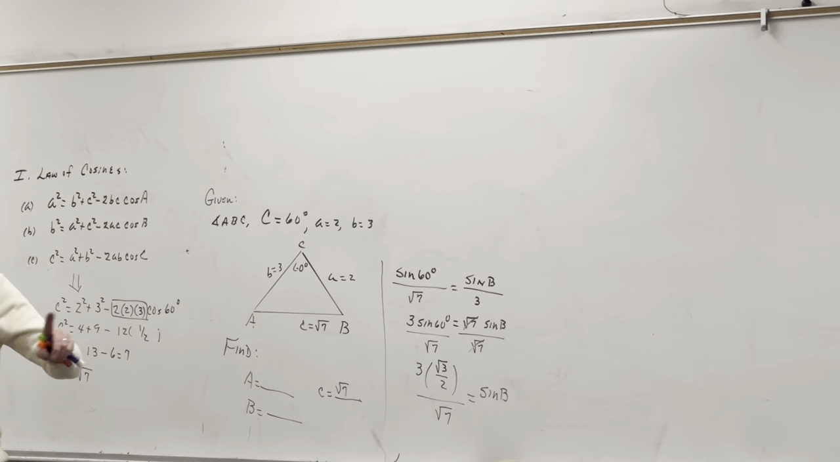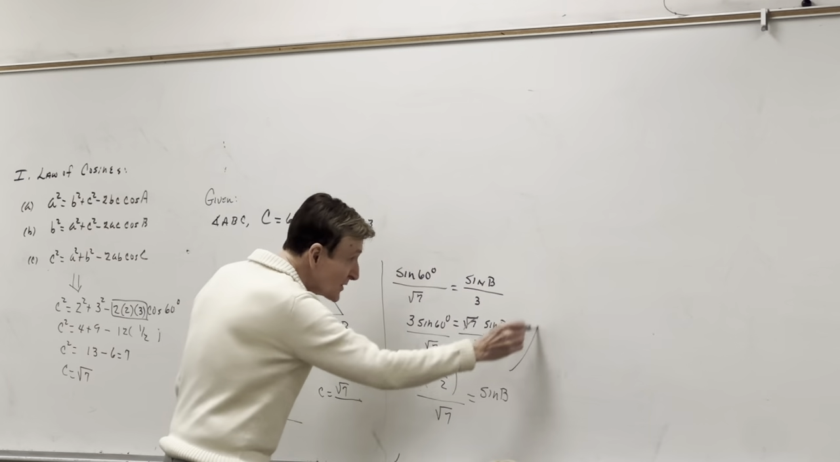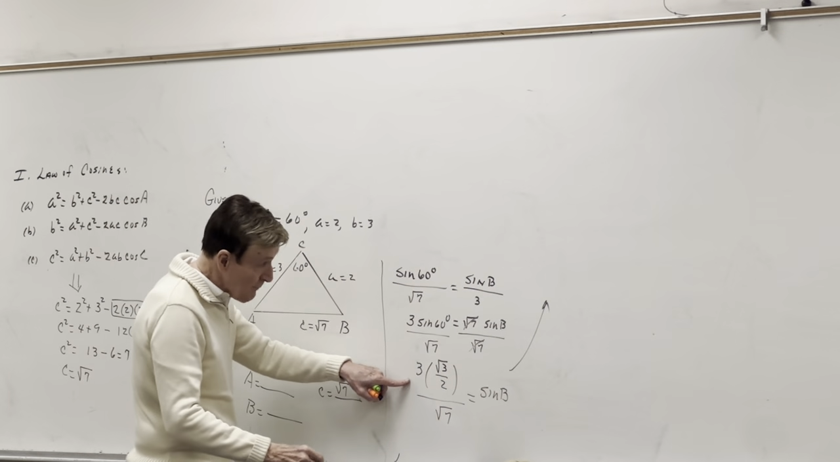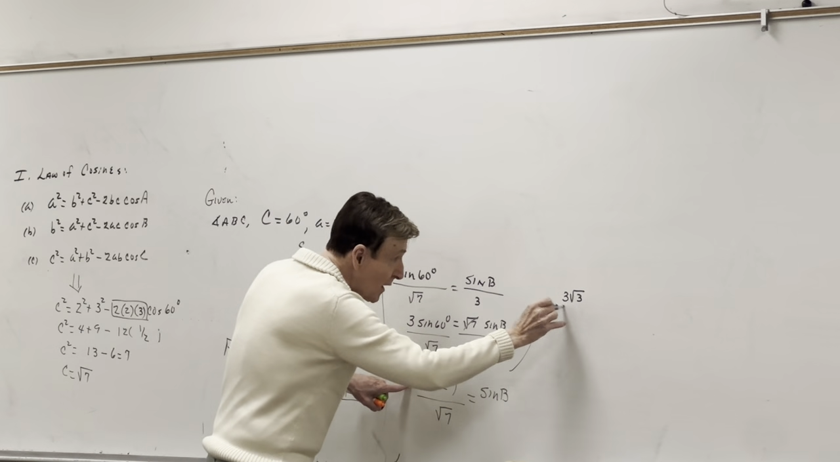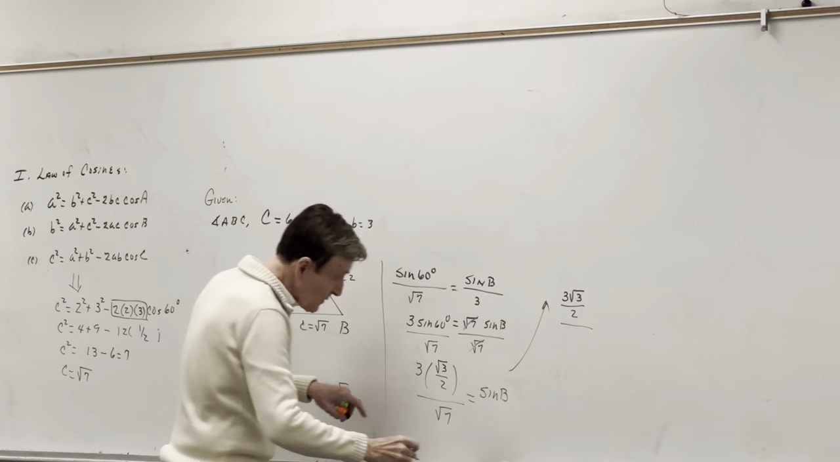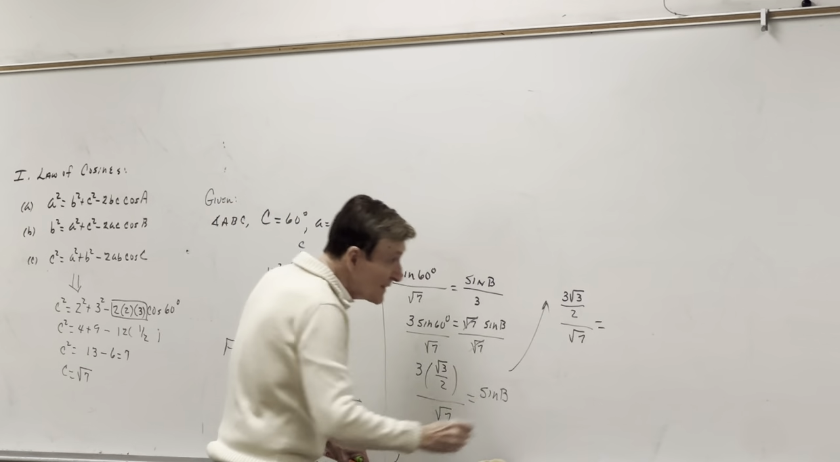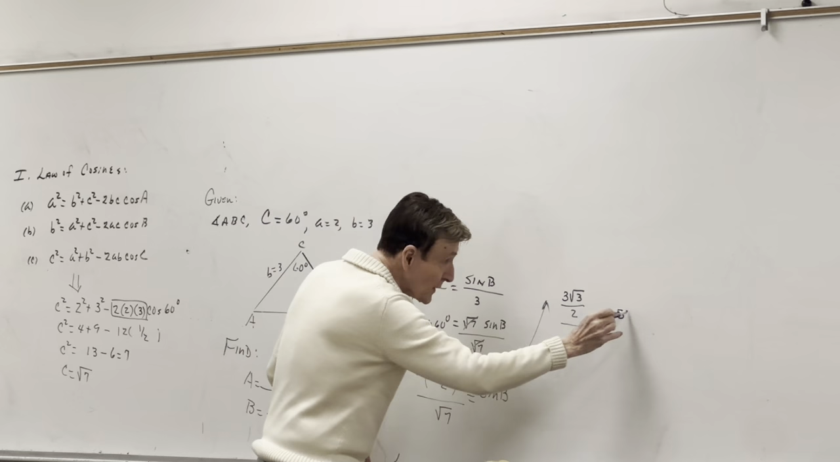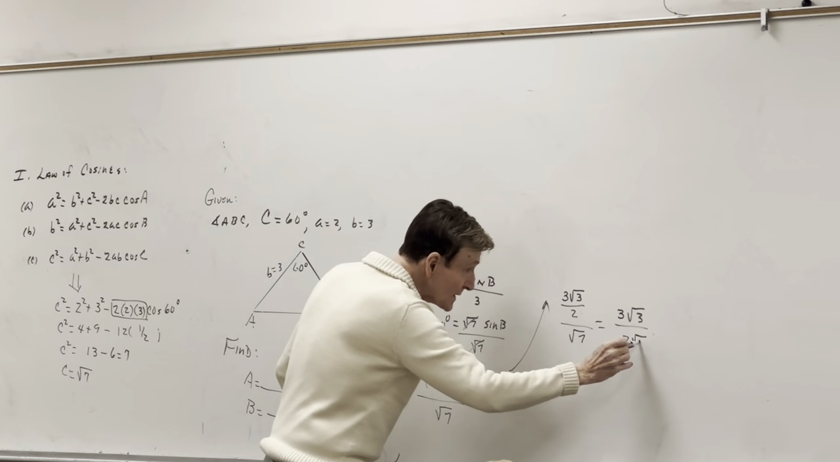Has everything been put in correctly so far? This sine 60 is radical 3 over 2. Clean this up the best I can. On top I have 3 radical 3 over 2, and in my denominator it's a radical 7. Now you're going to end up with 3 radical 3 over 2 radical 7. I'll just clean things up.